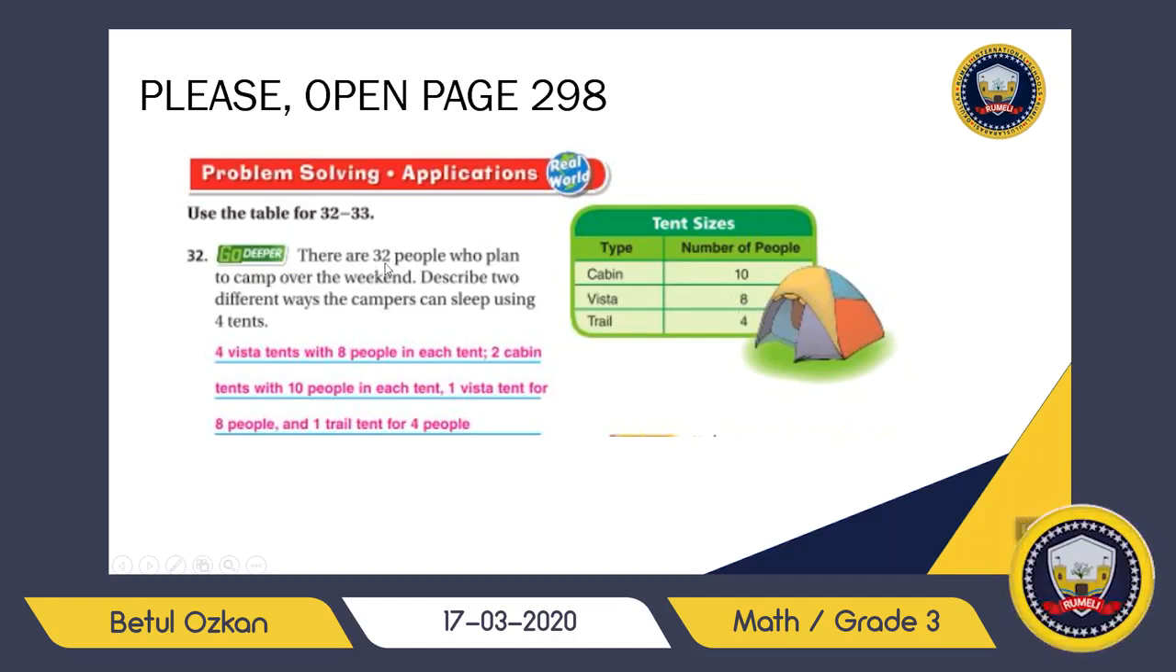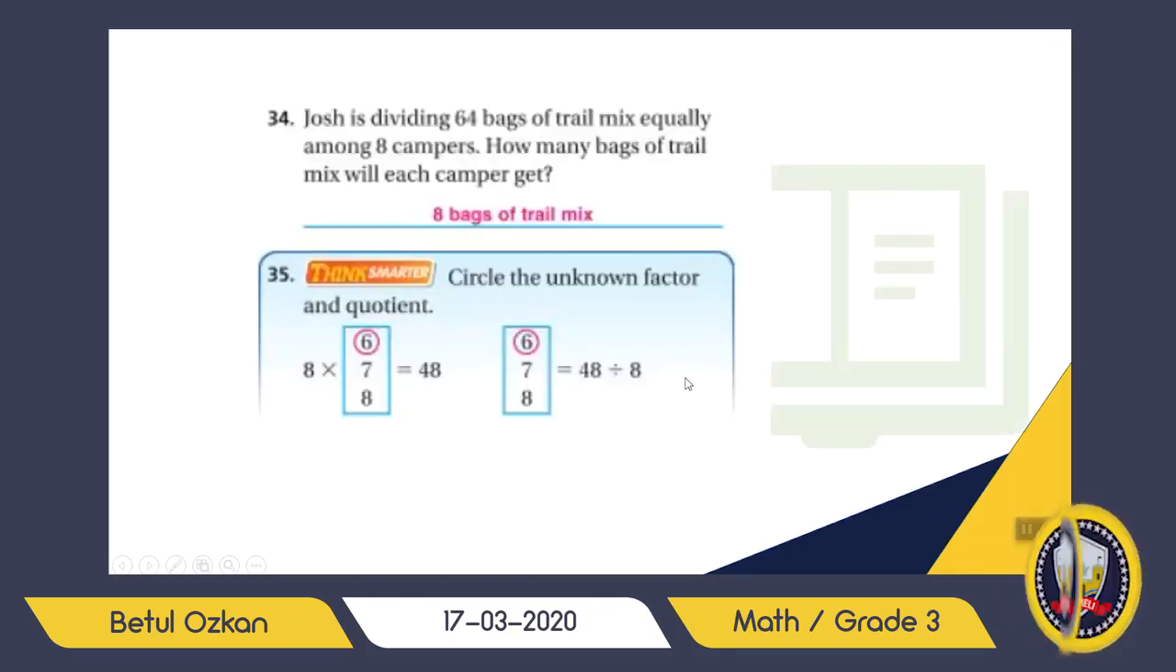Perfect. In total, we used 4 tents, 2 of them cabin, 1 of them vista, and 1 of them trail. So we described 2 ways. They can get 4 vista tents, or they can get 2 cabin tents, 1 vista tent, and 1 trail tent. Perfect. If you are ready, let's move.